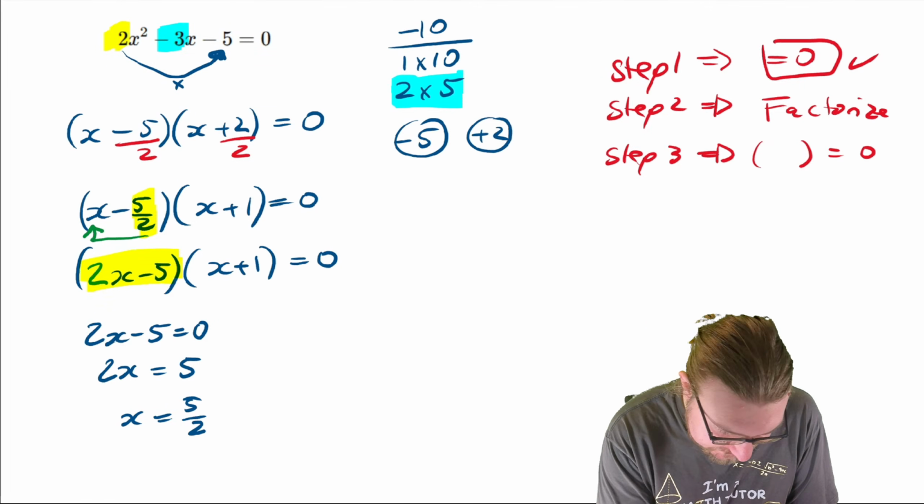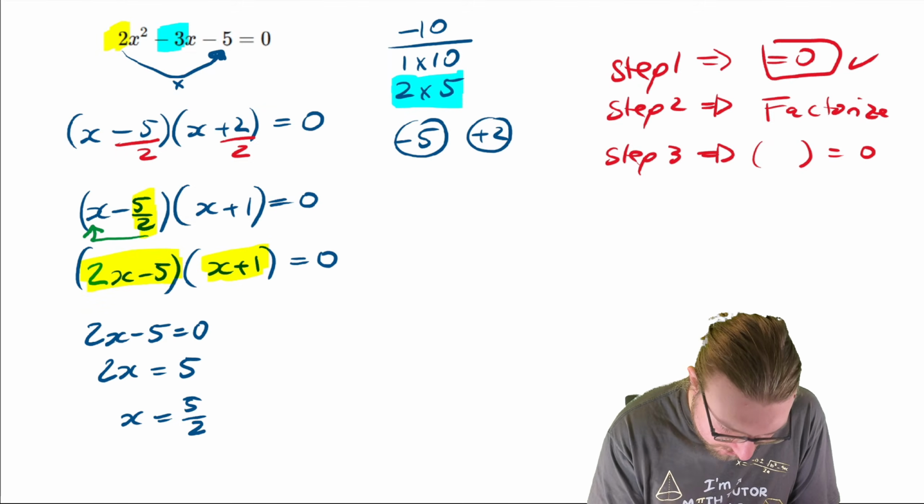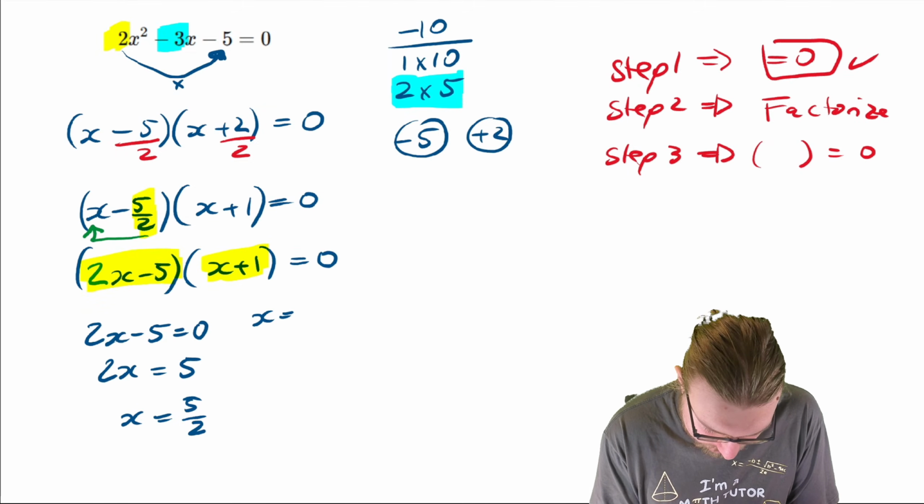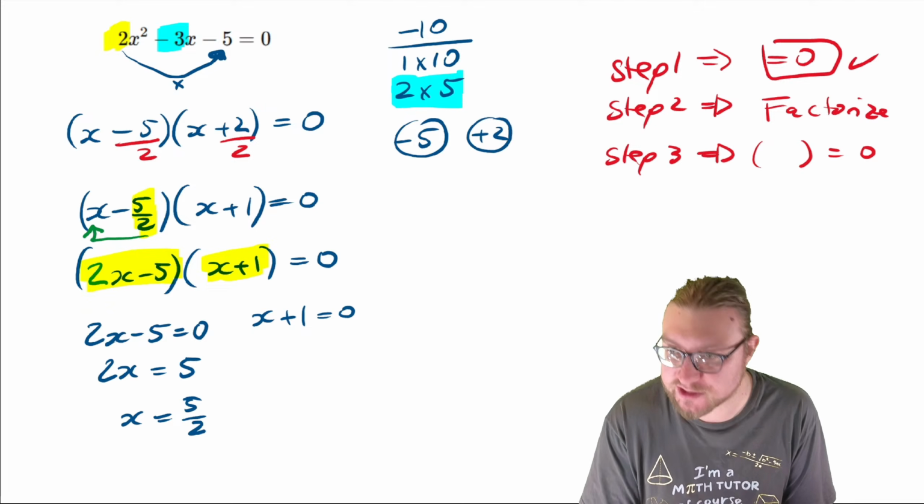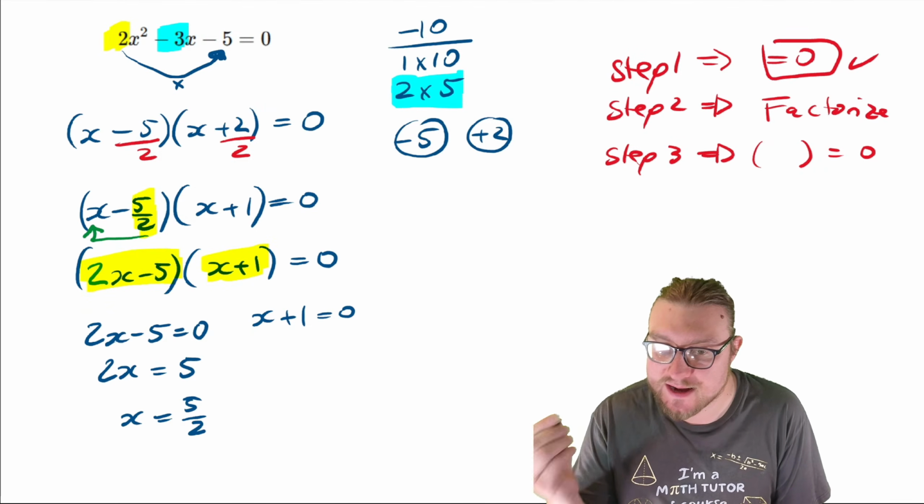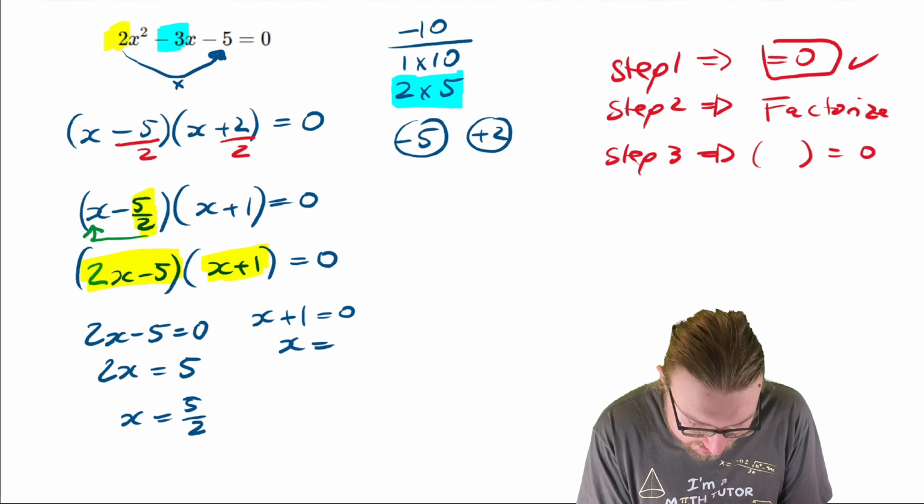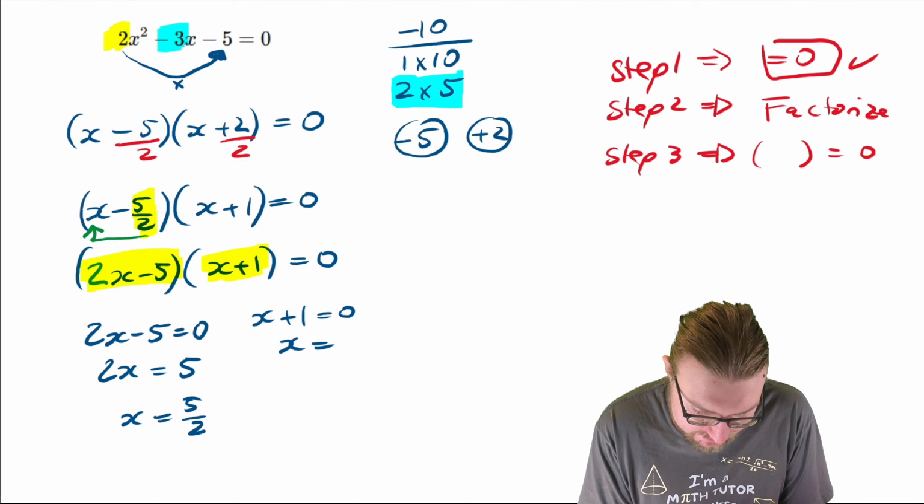Now the other side over here, we have x plus 1. Sorry, x plus 1, and we know that's 0. So we're going to solve this again, minus 1 on both sides. So we're going to get x is -1.